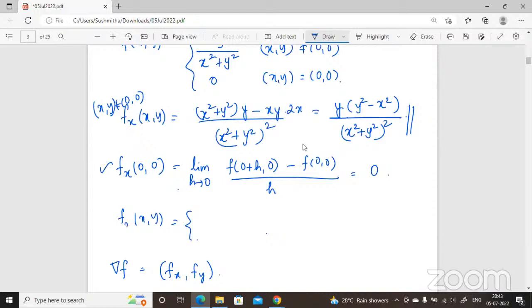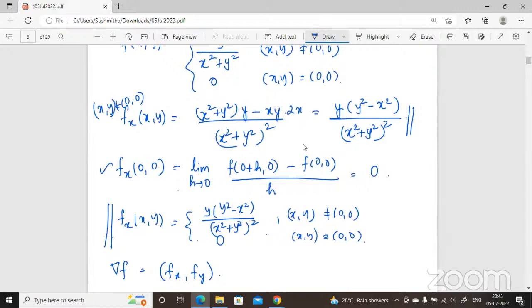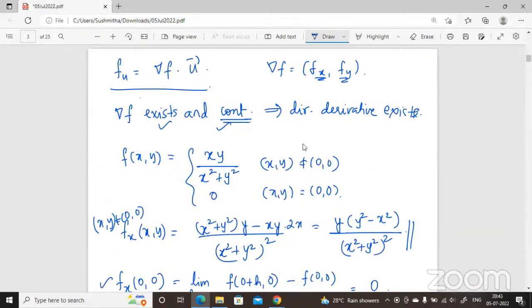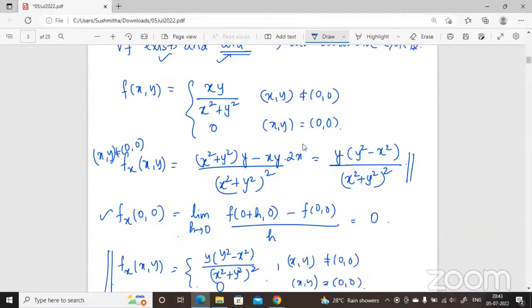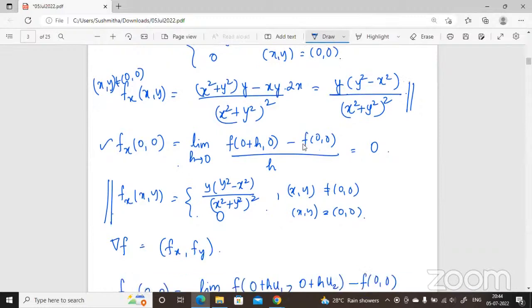So, fx is this function for me now. This is my fx. If I want my gradient to be continuous, I want both fx and fy to be continuous, right? Yes, ma'am. So is this function continuous? That we have to check by finding the limit. Can you do it quickly?